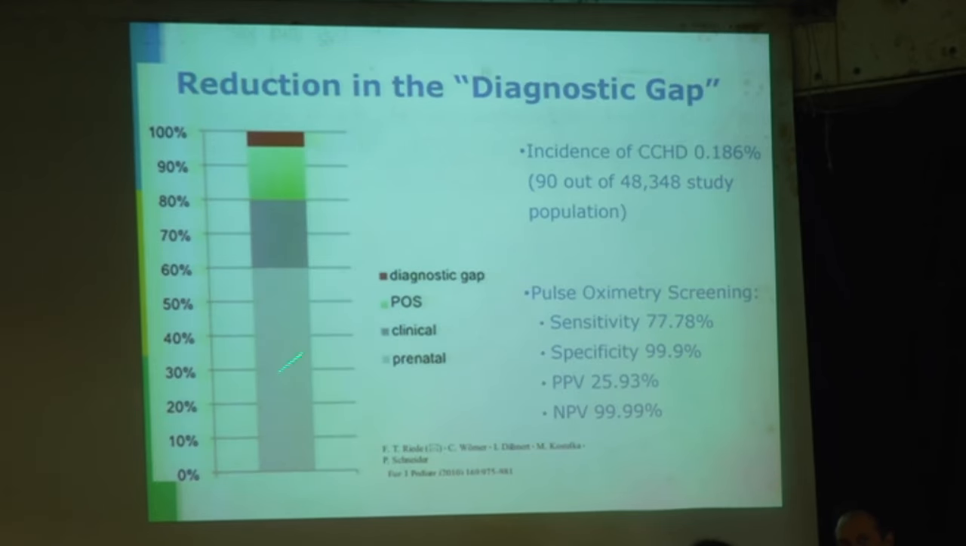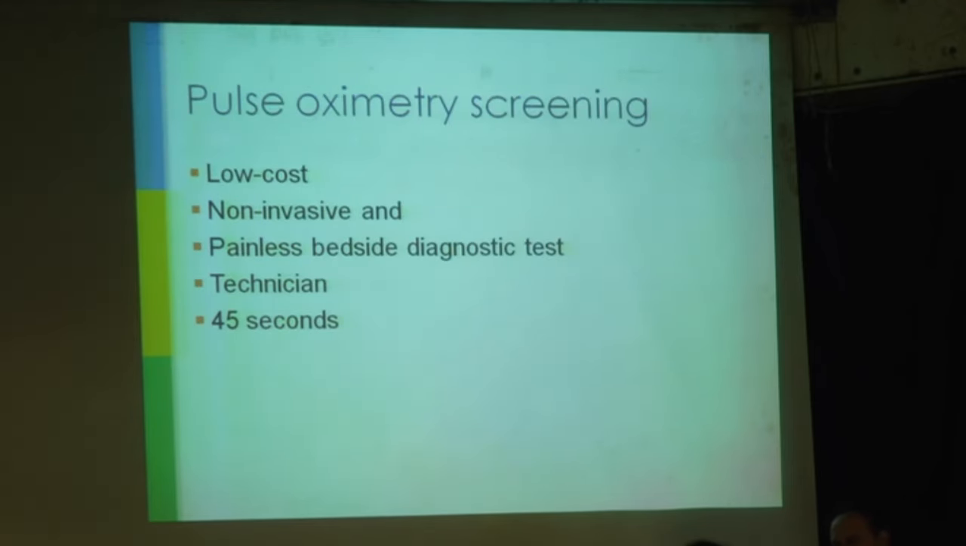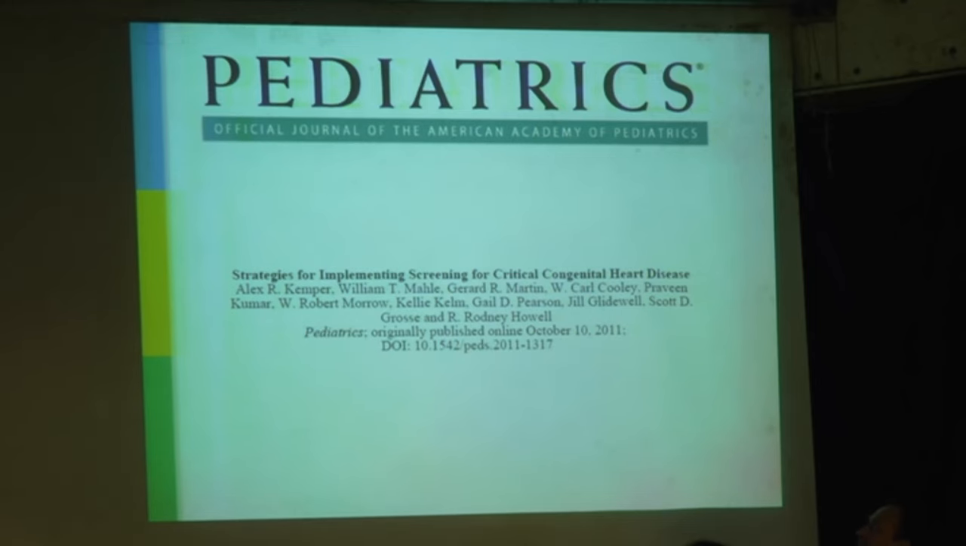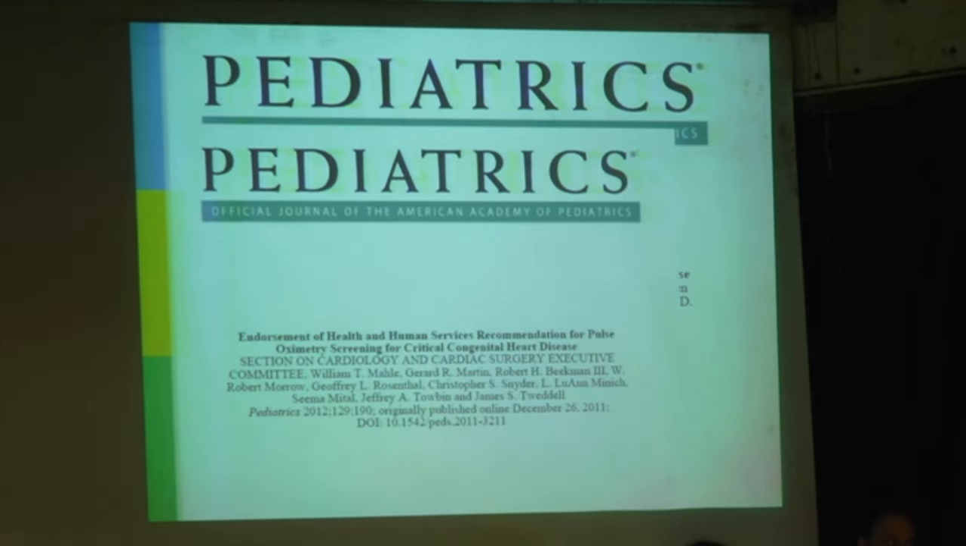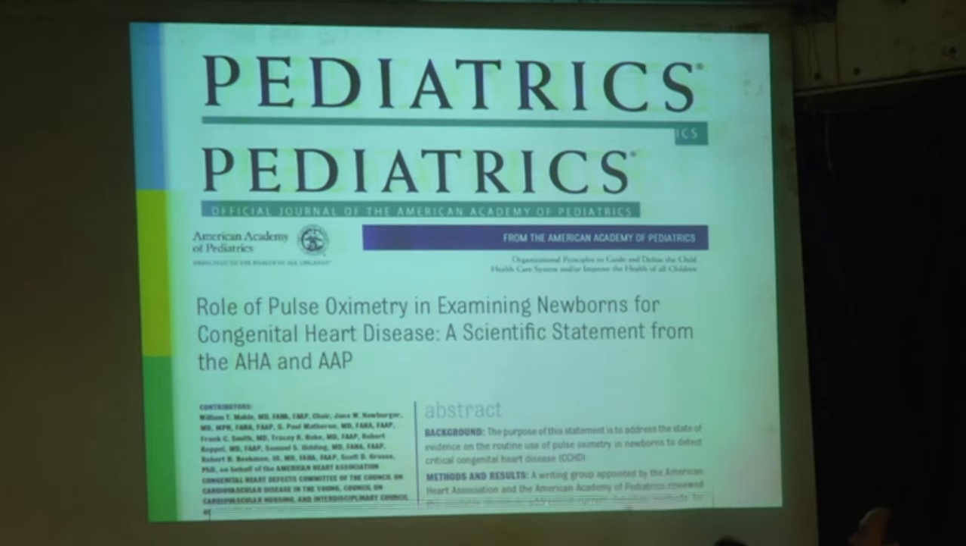This is the same as shown in this figure. If you do pulse oximetry screening, the chance of detection is very high. The specificity of the pulse oximeter is very high, and the negative predictive value is also very high, almost 99.9%. Pulse oximetry screening is non-invasive, low cost, and very easy to perform. The American Academy of Pediatrics also recommends that you start using pulse oximetry screening. So how to do it and how to interpret it?